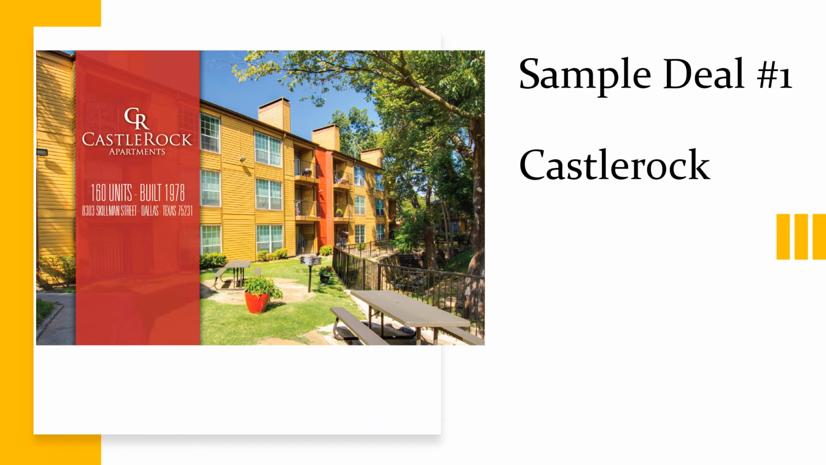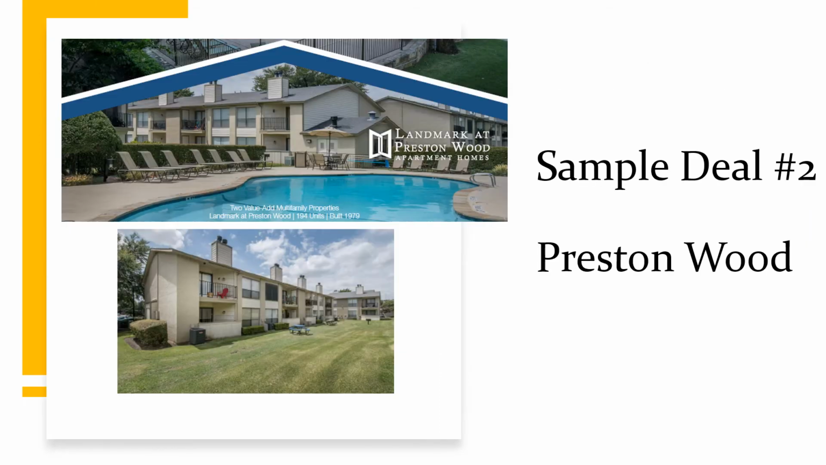To get an idea of how we would score some of the deals that come across our desk, we'll go through 2 actual deals and show how we run some of our metrics. Sample 1 will be Castle Rock, 160 units of B-grade multifamily built in 1978. In deal 2, we'll be looking at Prestonwood, 194 units of B-grade built in 1979.